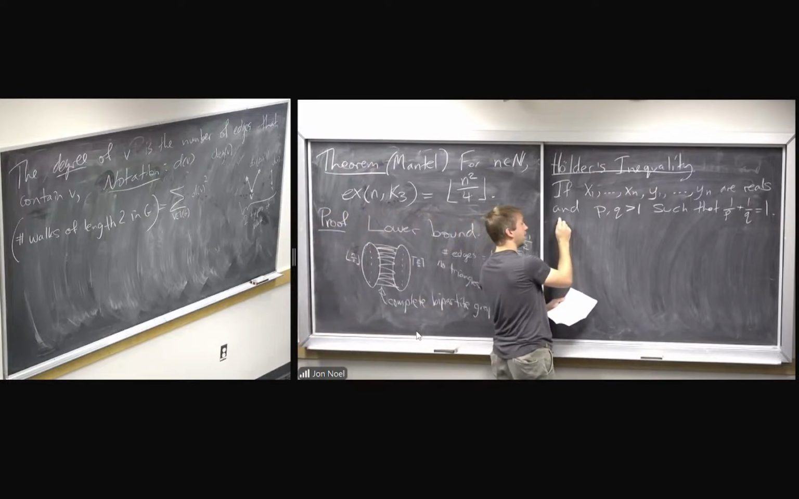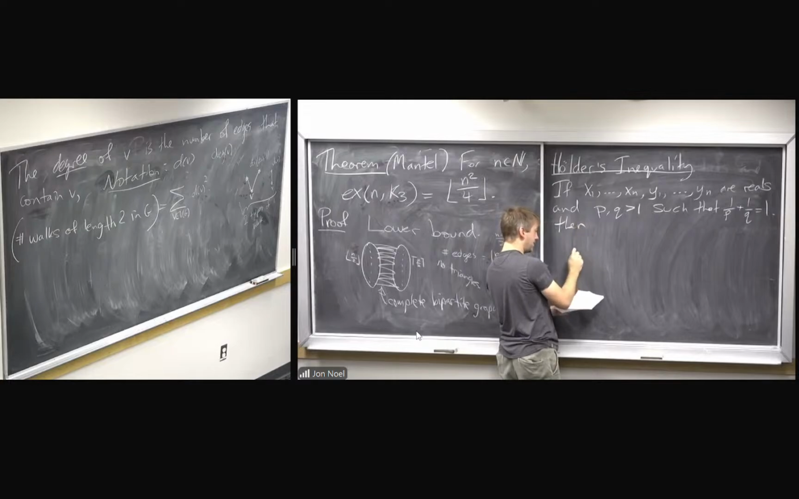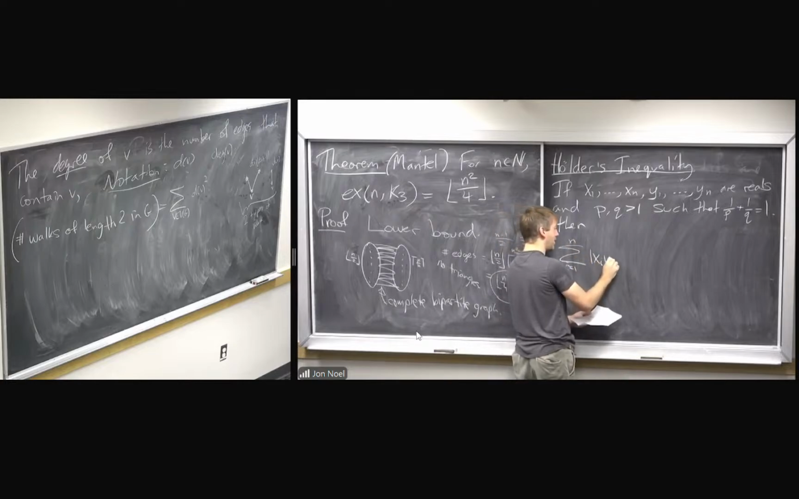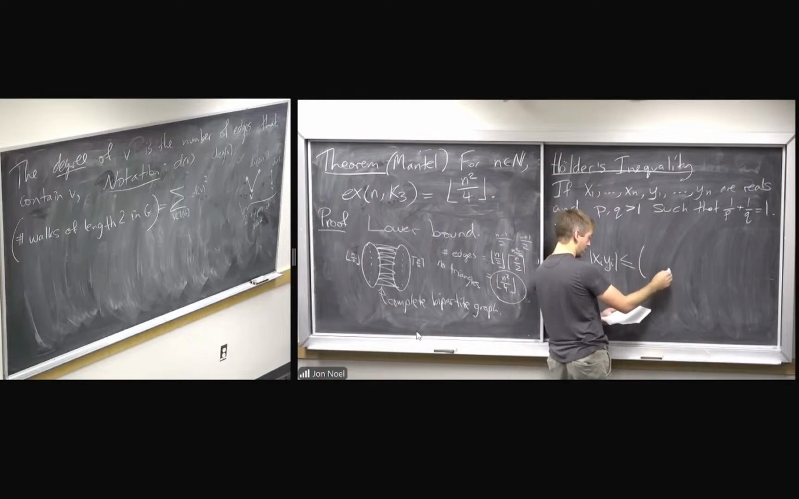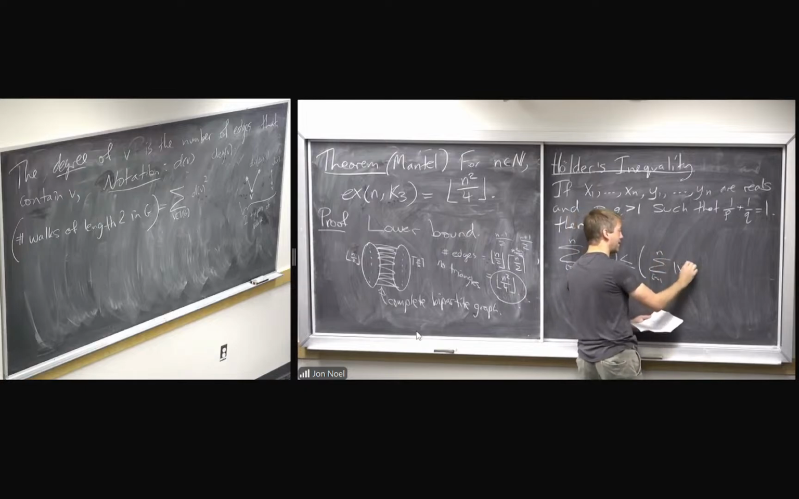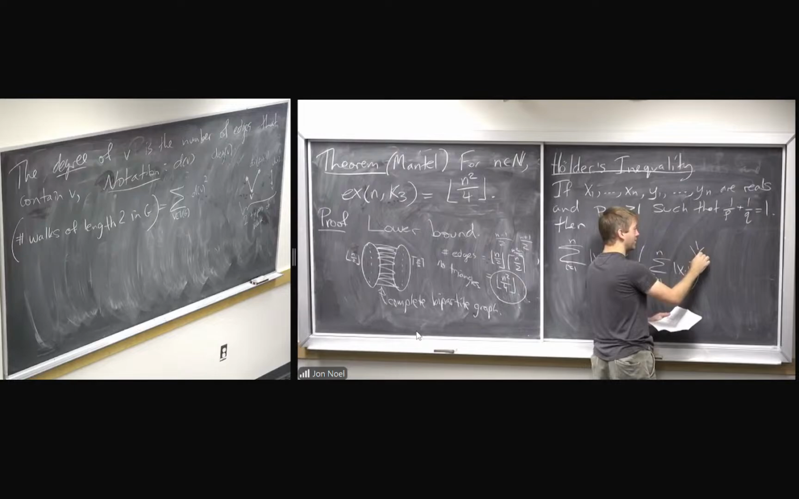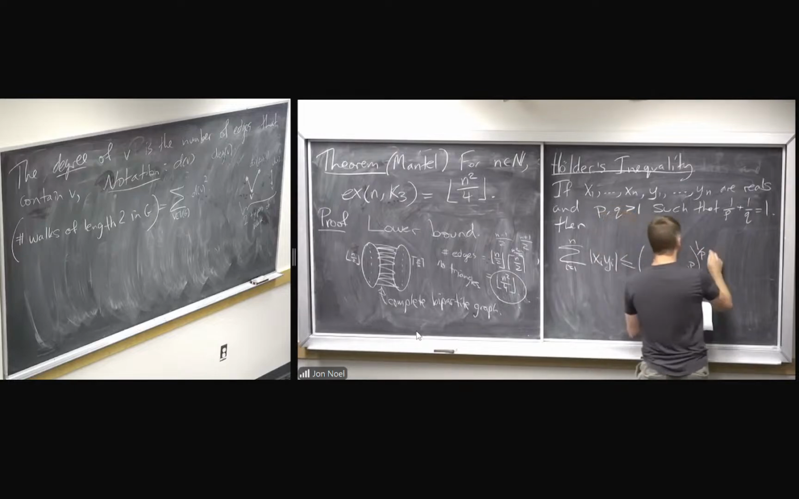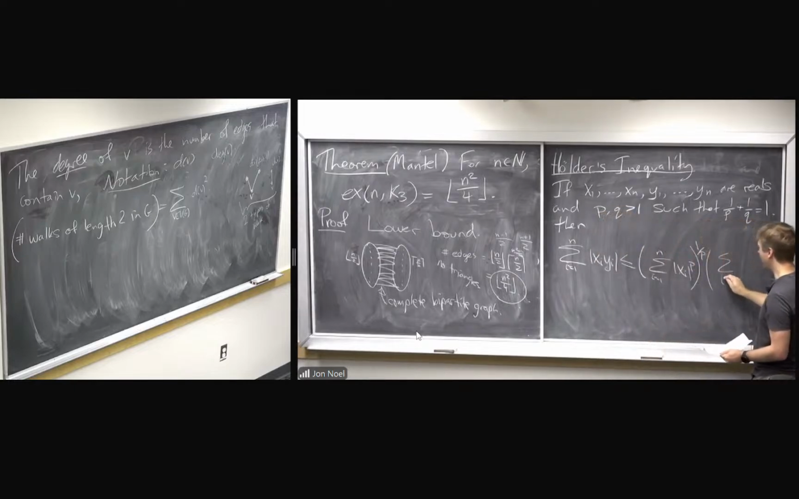But then if I sum up i equals 1 to n of the absolute value of xi times yi, that should be at most the sum i equals 1 to n of absolute value of xi to the p, all raised to the 1 over p, times the same thing with y. So i equals 1 to n, absolute value of yi to the, well, okay, except with a q. So to the q to the 1 over q.